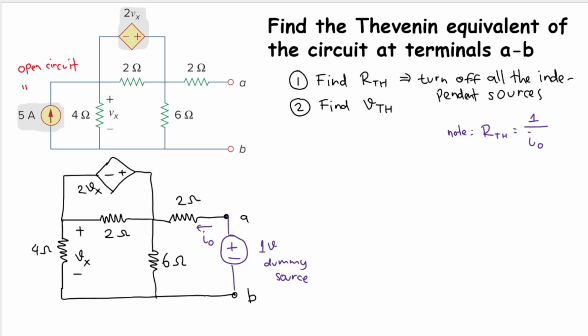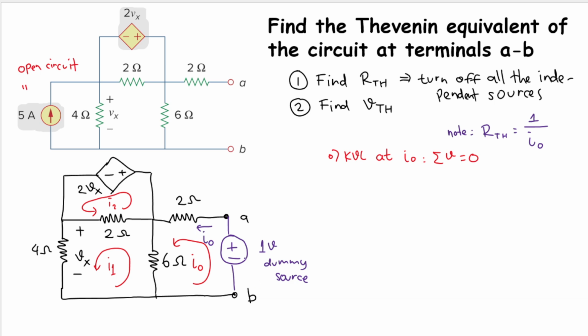I will use KVL here, or I will use loop analysis for this circuit. Let's use this loop here. Why? Because we already named this one as I0, so we can get I0 from here. Let's name this loop here as I1, and this loop here as I2. So we can do KVL at loop I0, I1, and then I2. Let's do that. Let's do KVL at I0. KVL says that the sum of the voltages in a loop will equal 0, right?